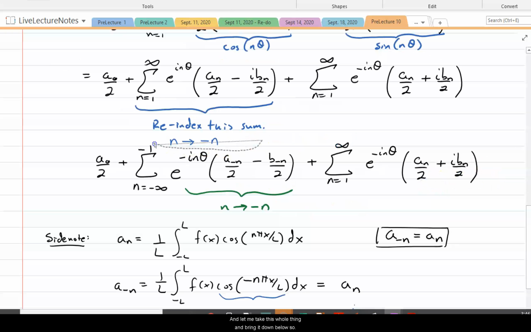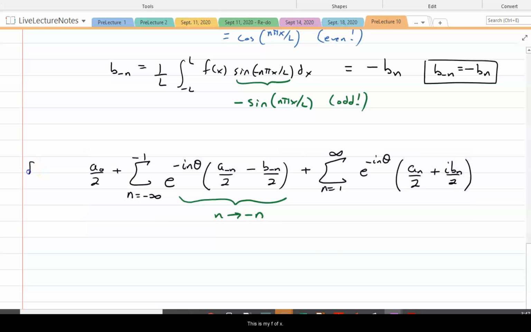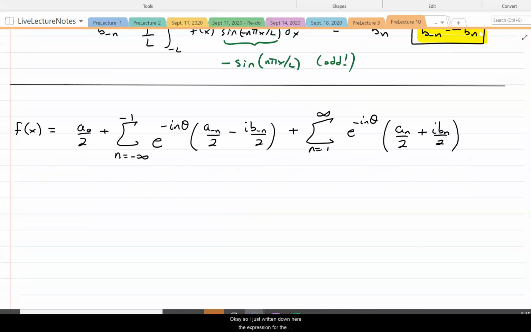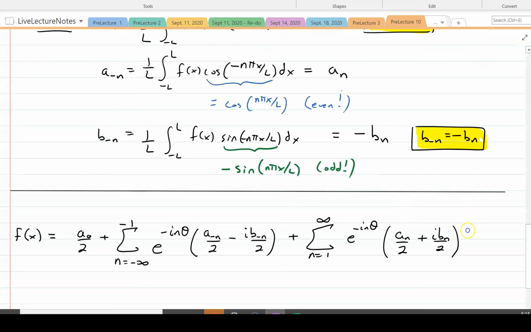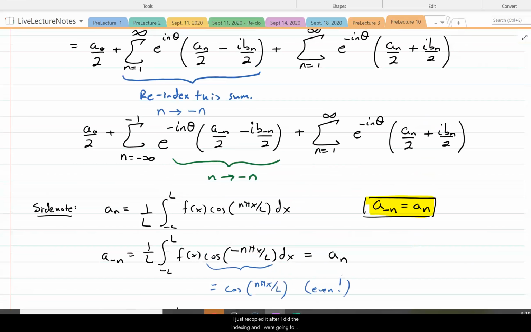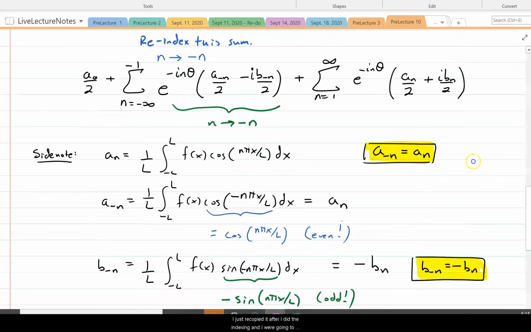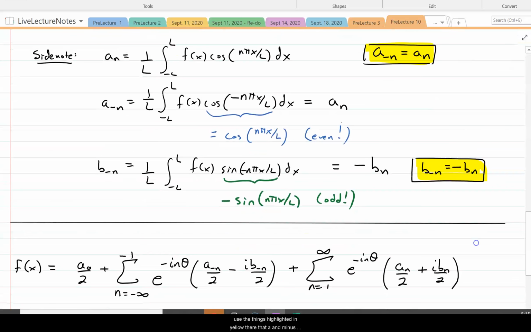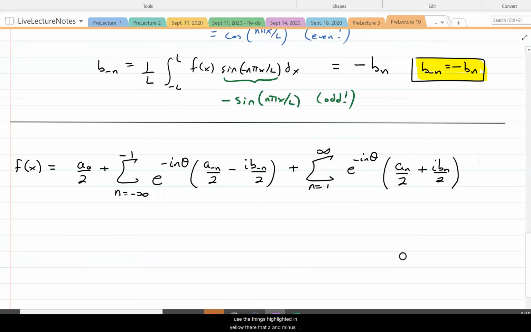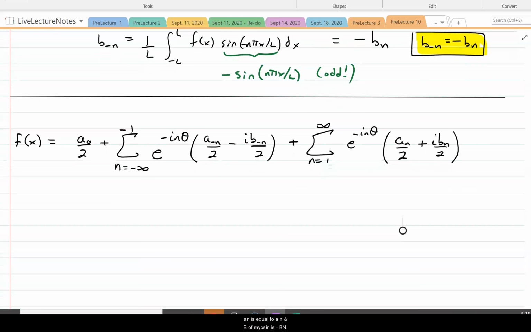And let me take this whole thing and bring it down below. So this is my f of x. Okay, so I've just written down here the expression for the Fourier series. Here I just recopied it after I did the indexing. And now we're going to use the things highlighted in yellow there, that a of minus n is equal to an, and b of minus n is minus bn.